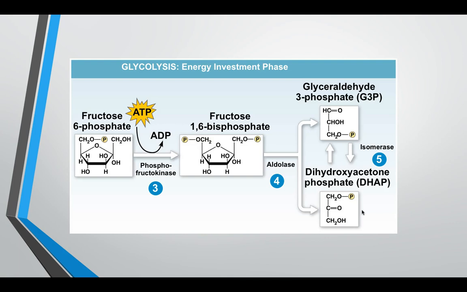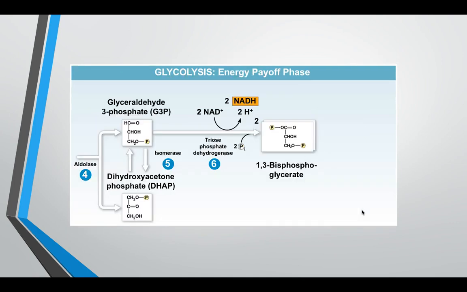At this point, I have used 2 ATP, and I've taken 1 6-carbon glucose and broke it down into 2 3-carbon molecules, G3P, DHAP. As I move into my energy payoff phase, this is the last step from the energy investment phase. Everything that happens now is going to be happening twice because remember, this molecule will become G3P and both of these G3P will go through the process.